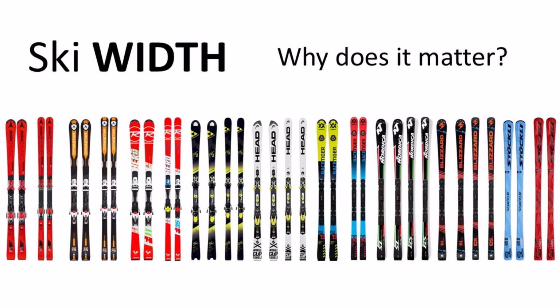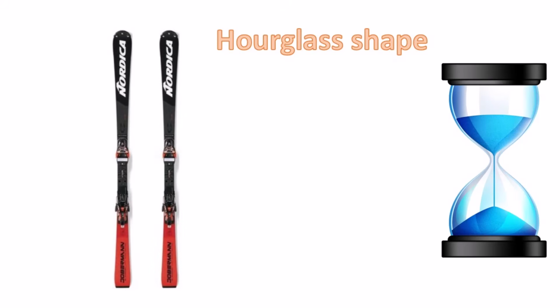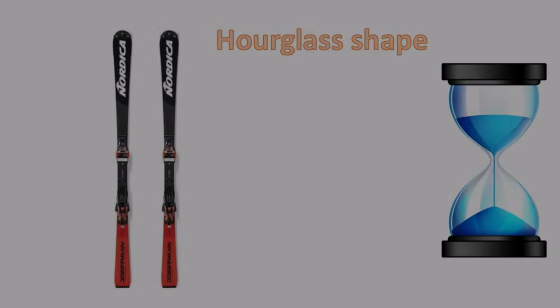Ski width. Why does it matter? First of all, what is the ski width? Skis have been compared to an hourglass because they're wider in the tip and tail and narrower in the middle. What we are concerned about is the middle, the width under the foot.